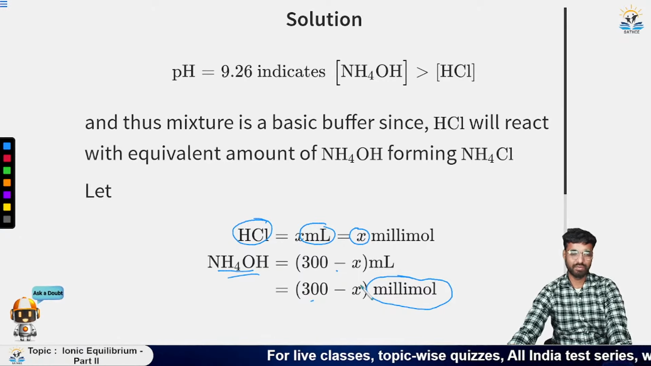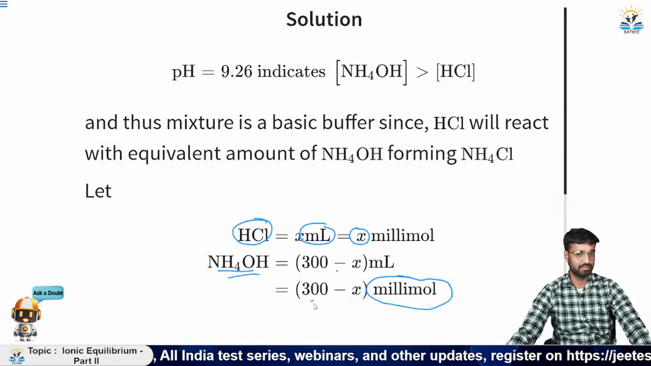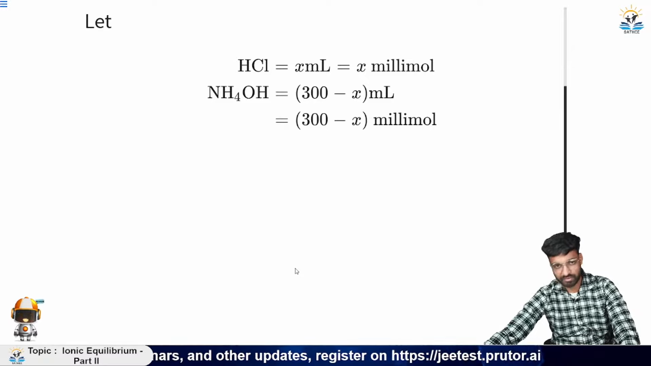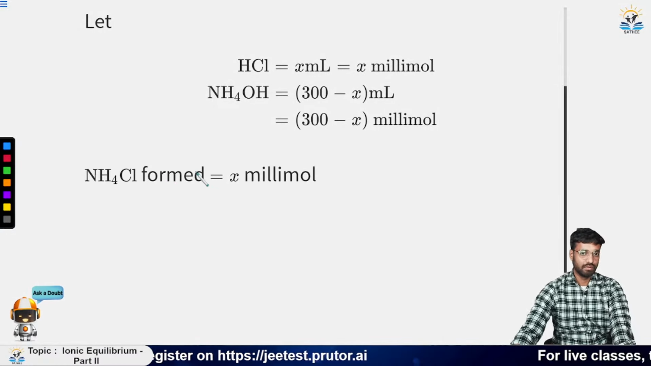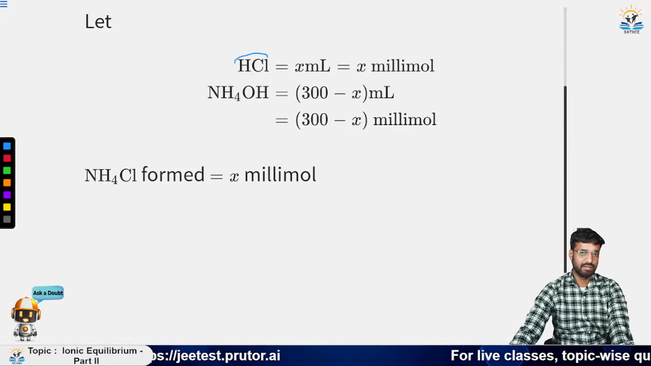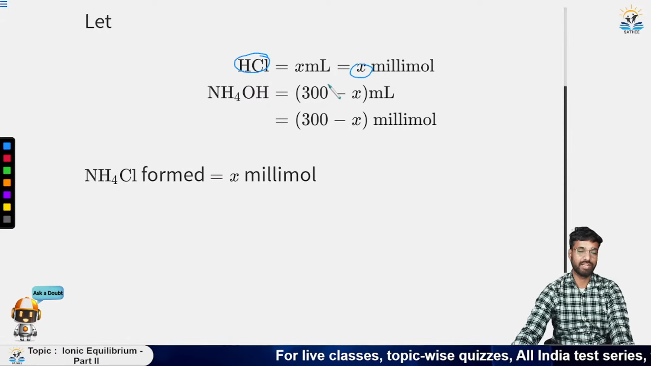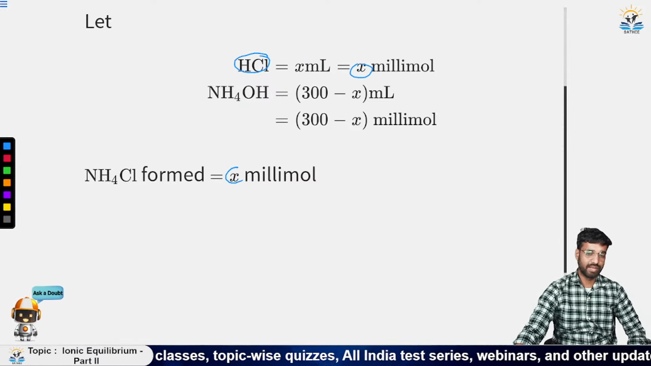And we also know that it is a 1 molar solution, so one of it will contain one of it, and one of it will contain one of it. So it is a 1-to-1 relation. Now what we will do next is that, since HCl is reacting with NH4OH wholly, this X will be wholly consumed with NH4OH. So the amount of NH4Cl formed will be this X. Why?